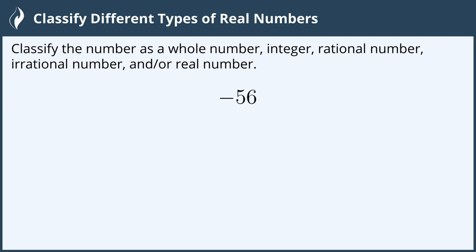Hi everyone! In this video, we will classify different types of real numbers. Classify the number as a whole number, integer, rational number, irrational number, and/or real number. Our number is -56. Before we classify it, let's review the real number system.